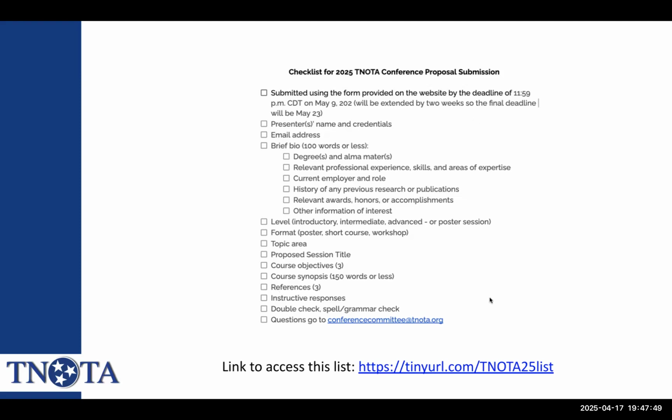So I took a screenshot of what my proposal checklist looks like. You can make your own. You could use this one if you want. Again, I love tiny URLs because you don't have to type out that really long web address. But if you go to tinyurl.com/TNOTA25 list, or click on the hyperlink that's on that handout that I provided for you, that'll take you to this checklist, and you can use it or not. You can make your own, whatever you want. This is just something that I do to make sure I have dotted my I's and crossed my T's.